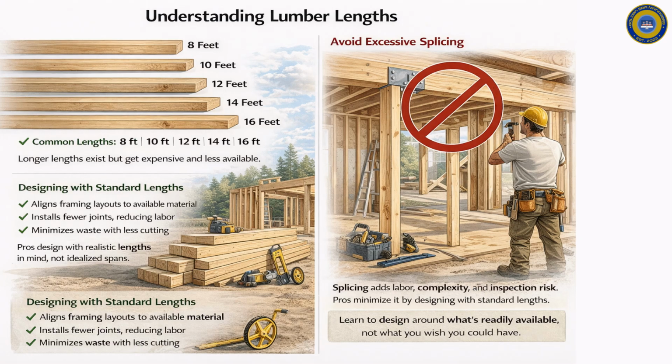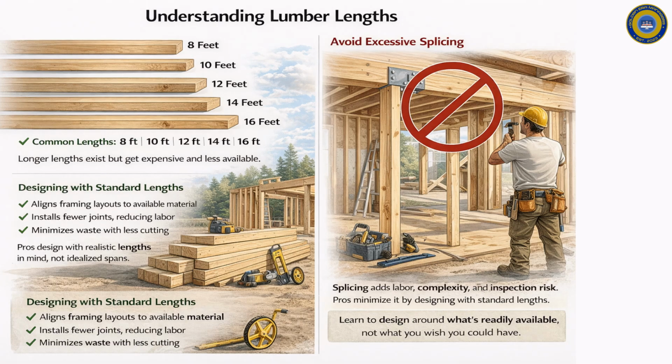This mindset also influences beam design. Instead of forcing long single members, professionals often use doubled or tripled dimensional lumber that can be sourced consistently and installed efficiently. The result is a structure that performs well without relying on rare or expensive materials. Once length is understood, the conversation naturally shifts to vertical members, especially posts.